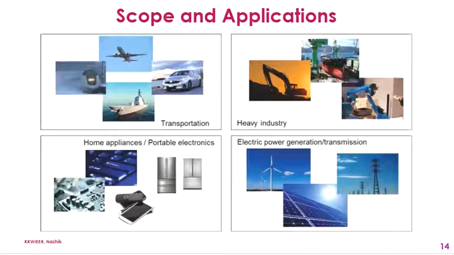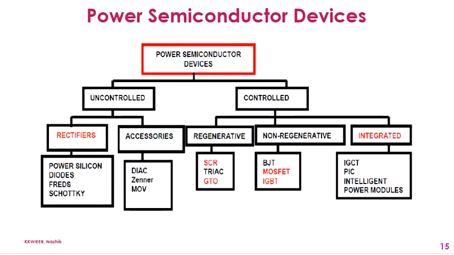Our first unit is based on the study of different power semiconductor devices. They can be controlled or uncontrolled. This is the broad area classification of power semiconductor devices, in which we are going to study SCR, triac, IGBT, MOSFET, etc. Also we are going to study different power topology converters in further sections.